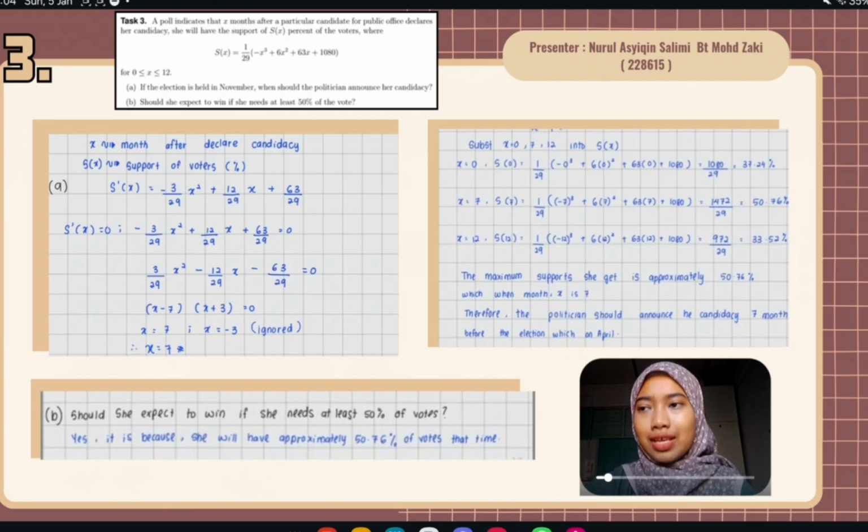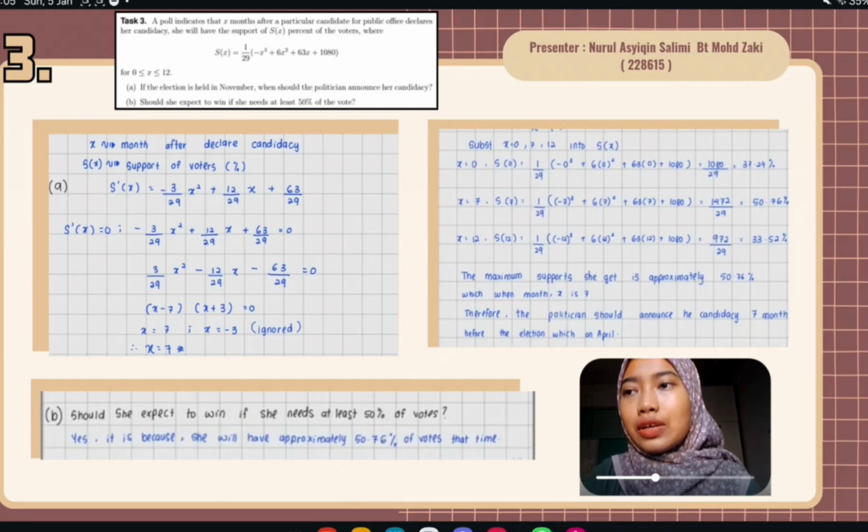For question 3, the first thing we need to do is declare what our x and s represent. x is months after declaring candidacy, and s is the percent of voters. For question A, we need to differentiate the given equation. The answer is negative 3 over 29 x squared plus 12 over 29 x plus 63 over 29. And we set it equal to 0 to find the critical point.